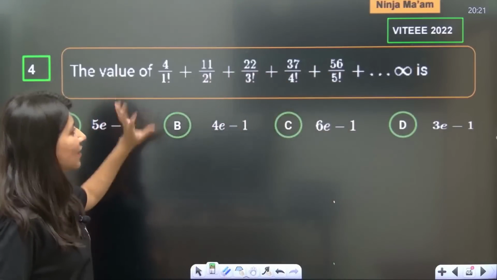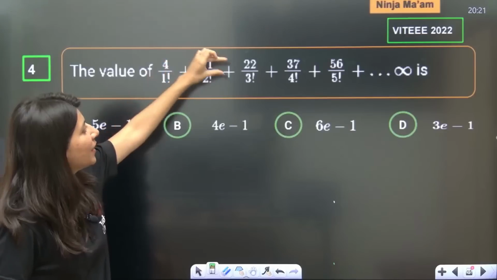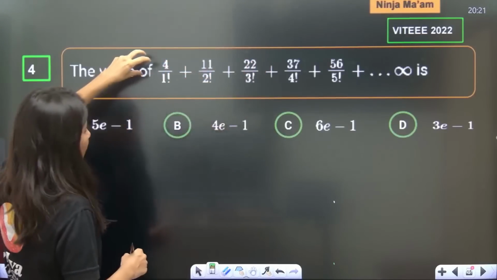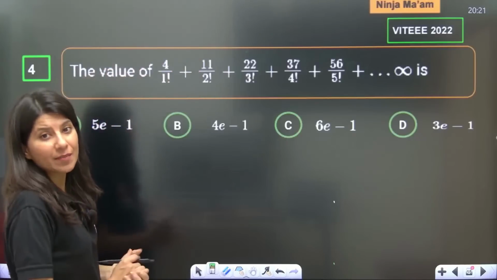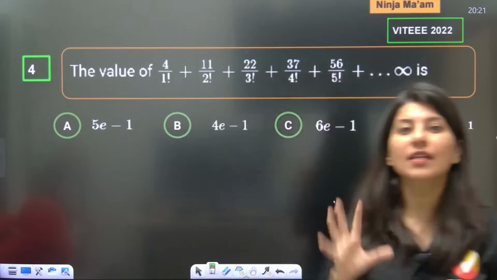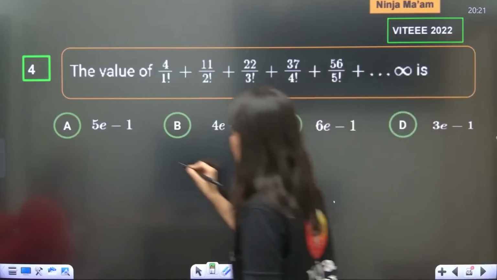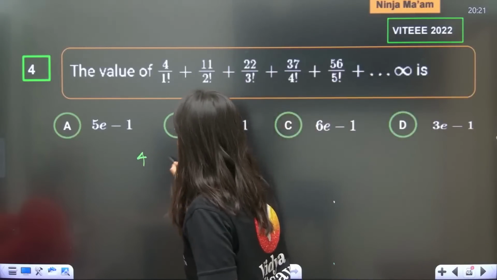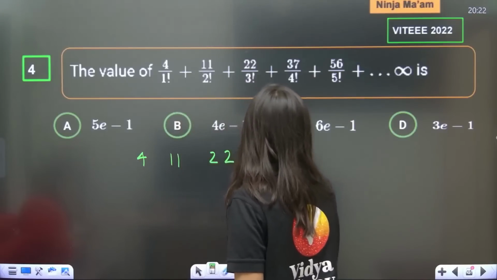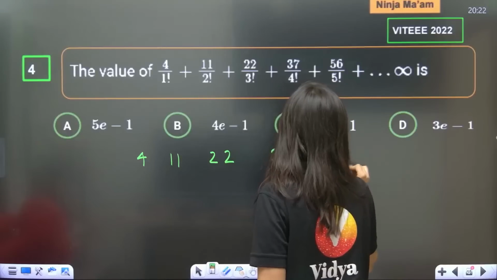Now see what is happening. 4, 11, 22, 37, 56. So I need the general term of this summation series. This is how we do it. I need a general term of this series.